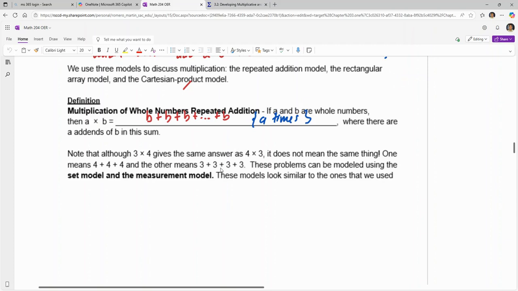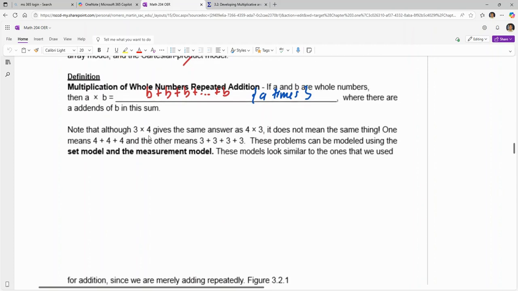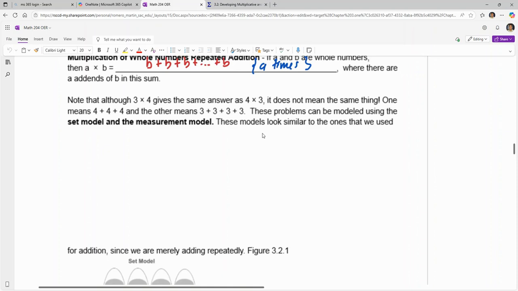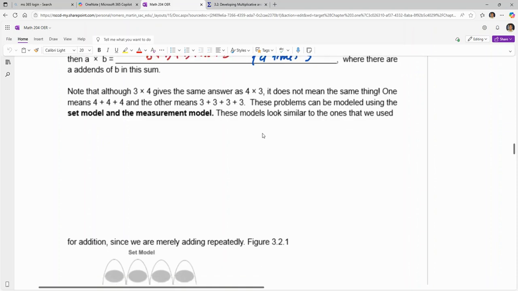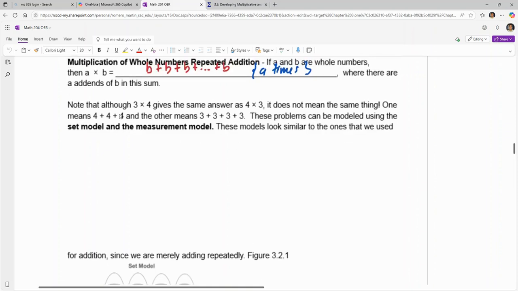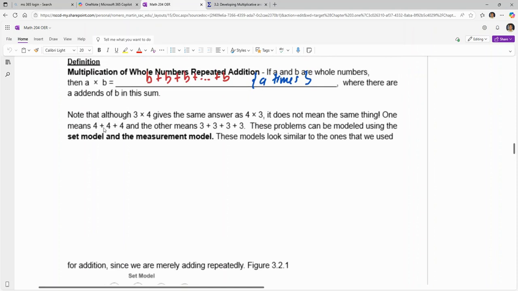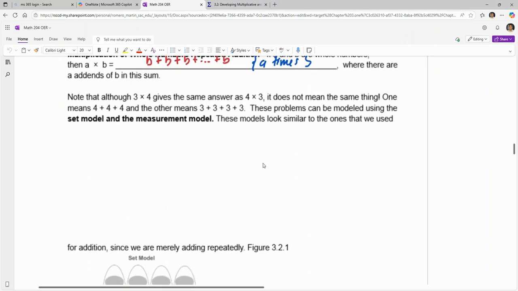3 times 4. And keep in mind, technically 3 times 4 gives the same answer as 4 times 3, but technically a repeated addition model is represented as 4 plus 4 plus 4, or 3 plus 3 plus 3 plus 3. So just keep that in mind. Again, the answer is the same, but how students are thinking about it is an important way to conceive how they're doing those problems.